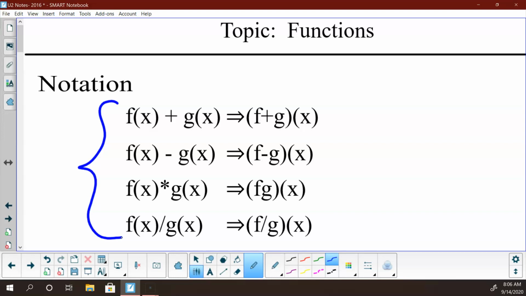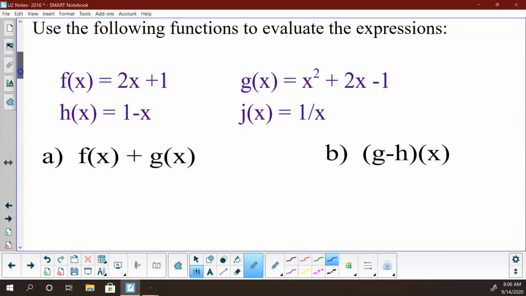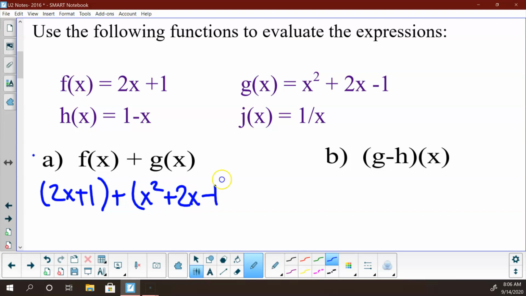Alrighty, so when it comes to these, we are going to be plugging in and evaluating. There are two different things that's going to happen. Number one, you're going to see them like this, where it's f of x plus g of x. You're literally doing exactly what it tells you to do. So you would go f of x, which is 2x plus 1, and you would add that to x squared plus 2x minus 1.